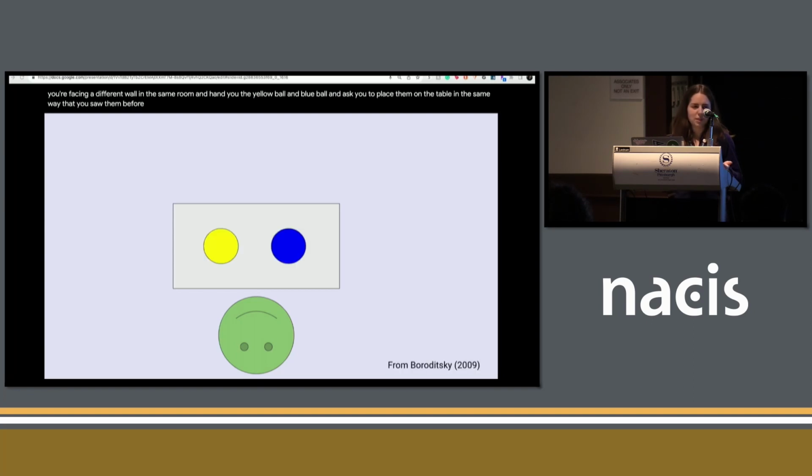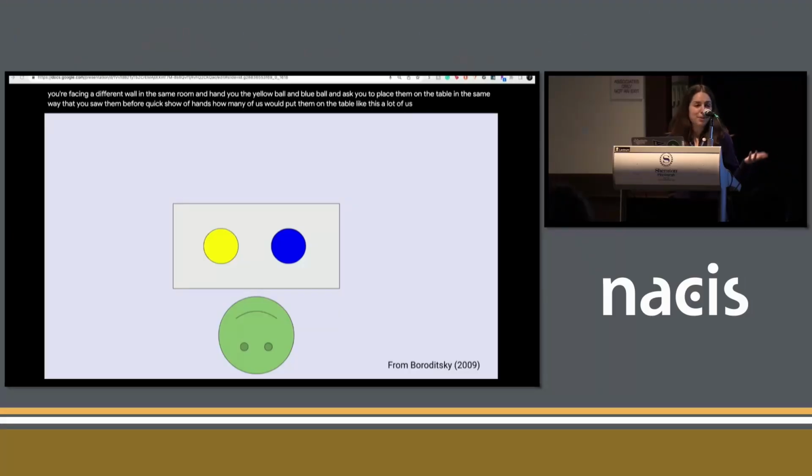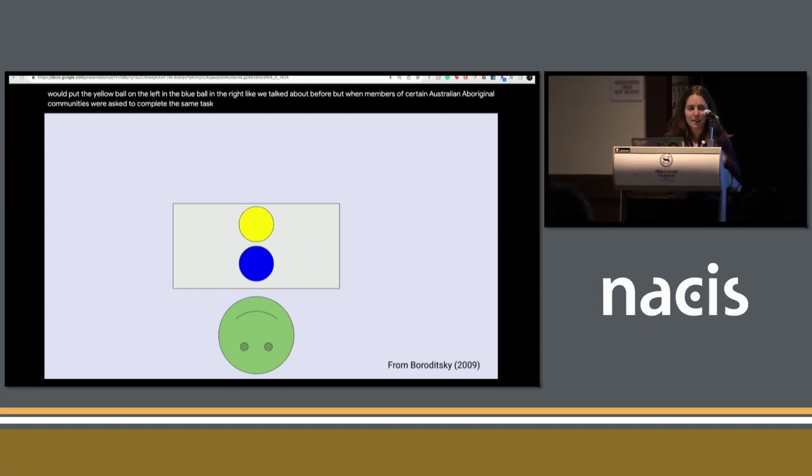Quick show of hands, how many of us would put them on the table like this? A lot of us. So most English speakers would put the yellow ball on the left and the blue ball on the right, like we talked about before. But when members of certain Australian Aboriginal communities were asked to complete the same task, they put the yellow ball on the far edge of the table and the blue ball closer to themselves.